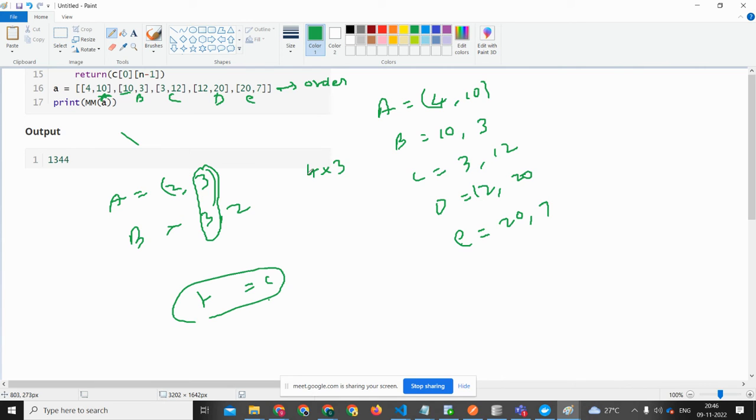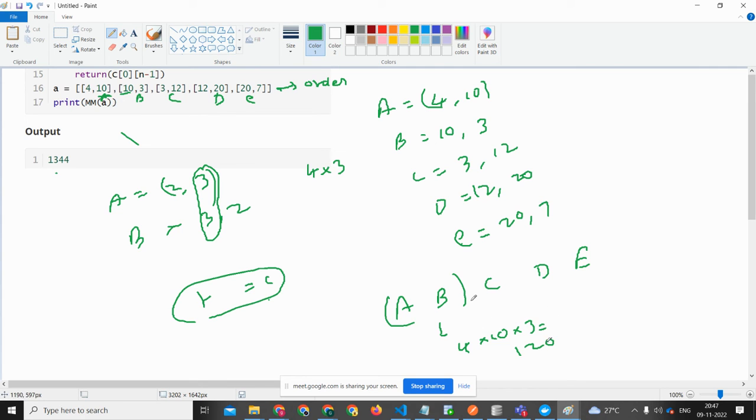That's the answer. No, I'm just talking about A and B. Matrix multiplication is associative. So for example, if we choose AB, the number of multiplications we'll have to do is 4 into 10 into 3. That is 120 just for the first two.